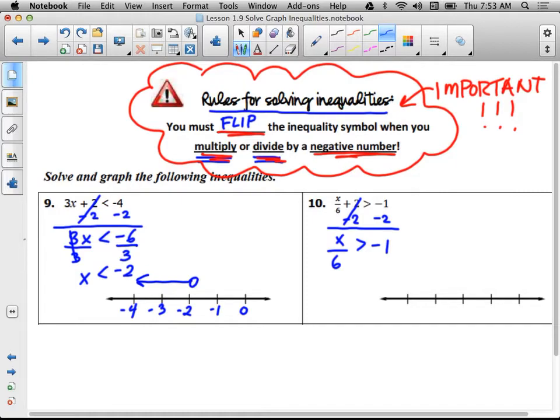We'll get x over 6 is greater than negative 1. Okay? And now we're going to multiply both sides by 6 because x over 6 is like x divided by 6. So we'll get x is greater than negative 6. Notice I multiplied by a positive 6, no need to change the sign. So I'll put a negative 6, negative 5, negative 4. That is an open circle, and we're looking for numbers greater than, so we're going to go in that direction.